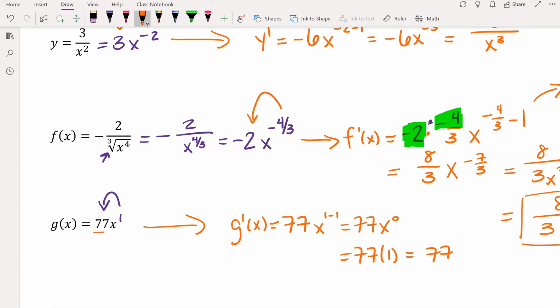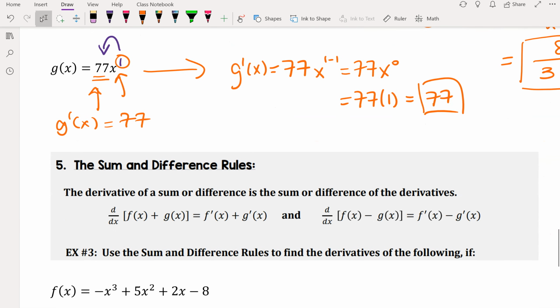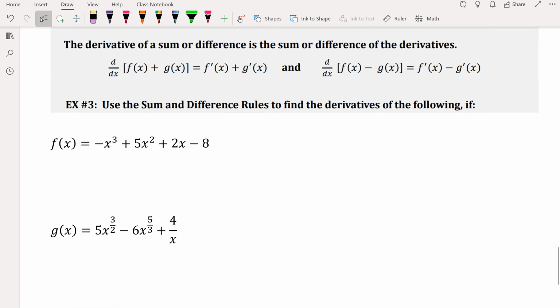Cool. So y'all, when we have a constant and your exponent on x is just 1, you will just get that constant, g prime of x equals 77. That's your derivative. The constant is your derivative. Cool. Let's move to our very last rule, sum and difference rules.